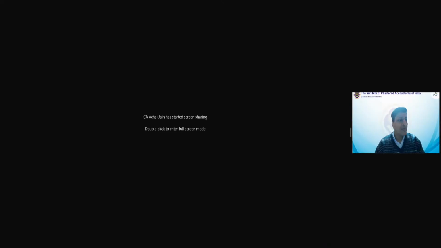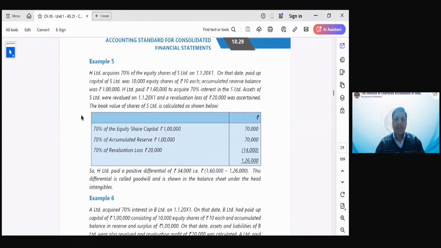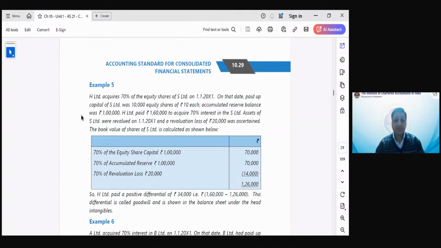Moving on to example number 5. H Limited acquires 70% shares of S on 1st January 20X1. Every time, please remember these dates because these are important. You need to ensure that the acquisition is also taking place on the same date. Otherwise, some adjustments may be required. On the date of acquisition, paid up share capital of S Limited was 10,000 equity shares of rupees 10 each. Accumulated reserve was 1 lakh. H Limited paid 1,60,000 to acquire 70% interest in S Limited.